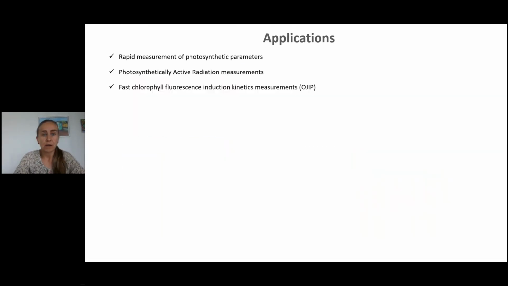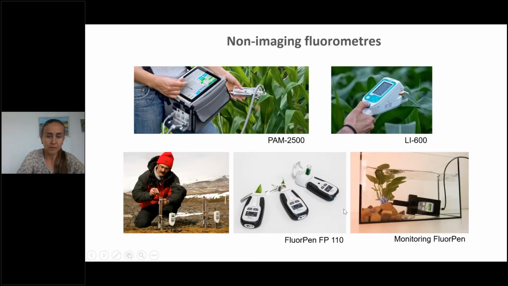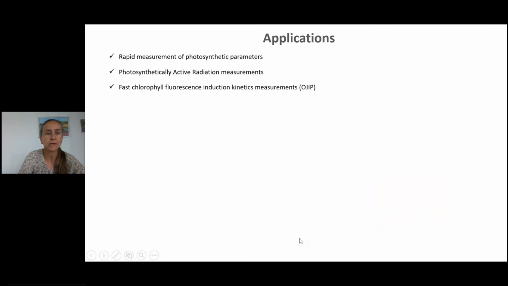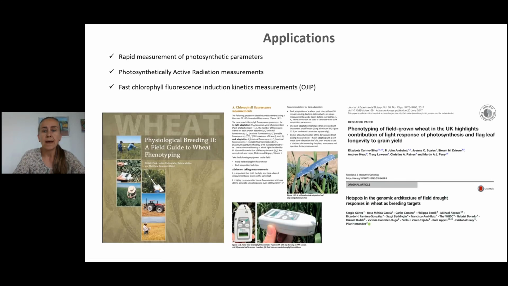And the applications are broad for this type of simple measurements, especially when speaking about the FluorPen type of measurements. So we can very rapidly and effectively measure the photosynthetic parameters. Usually the tools are coupled with other measurements such as GPS coordinates or photosynthetically active radiation measurements. Plus, often they integrate also the fast induction kinetic measurements. And as said, the applications are very broad.